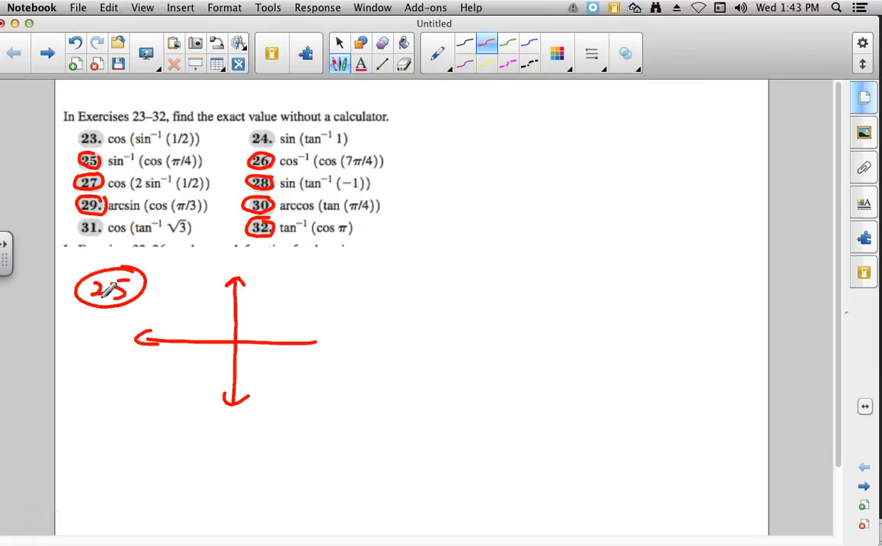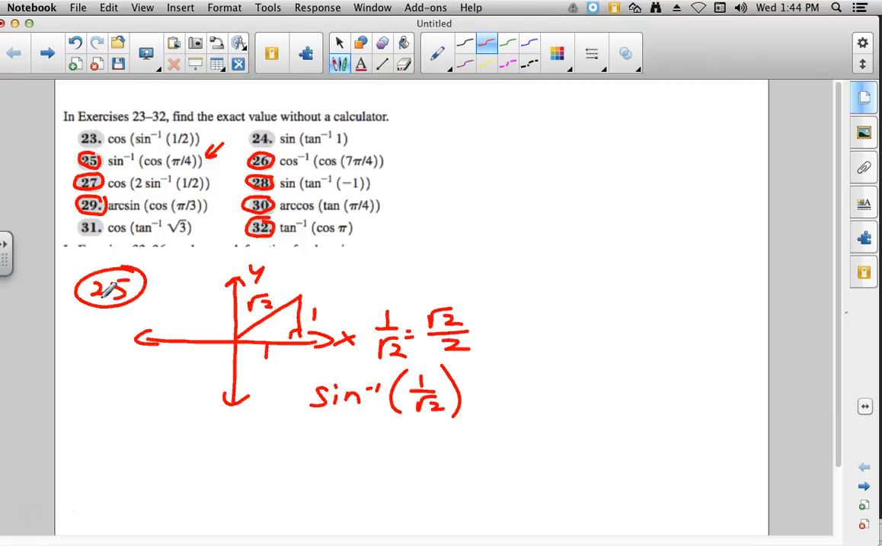The first thing we do is start with those innermost parentheses, and we ask ourselves, what is the cosine of pi over 4? Well, pi over 4 would be over here. That's, of course, 45 degrees. So we put our little special 45, 45, 90 triangle down there, and we think, well, what would the cosine be? Well, it would be adjacent over hypotenuse, which is 1 over the square root of 2. So now, what we're really doing is we're trying to find the inverse sine of 1 over the square root of 2. Now, 1 over the square root of 2, we know from past experience, is going to be the square root of 2 over 2 by rationalizing the denominator.